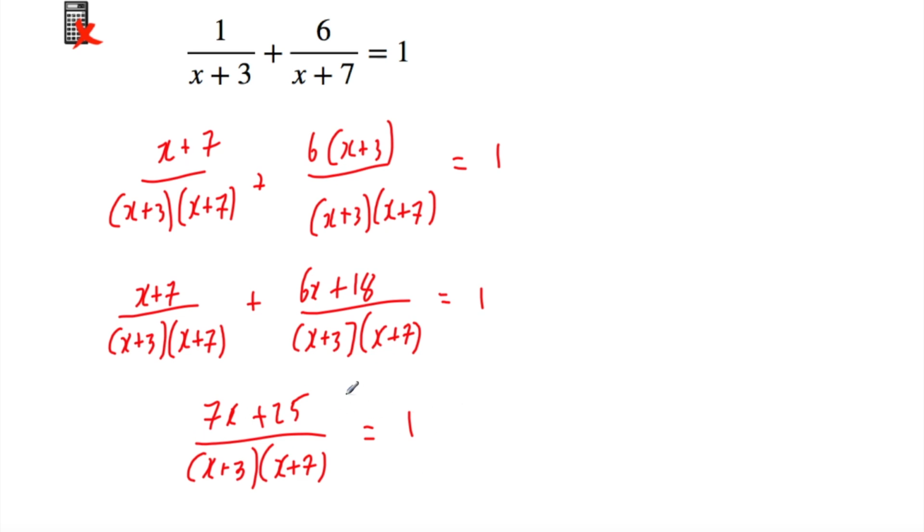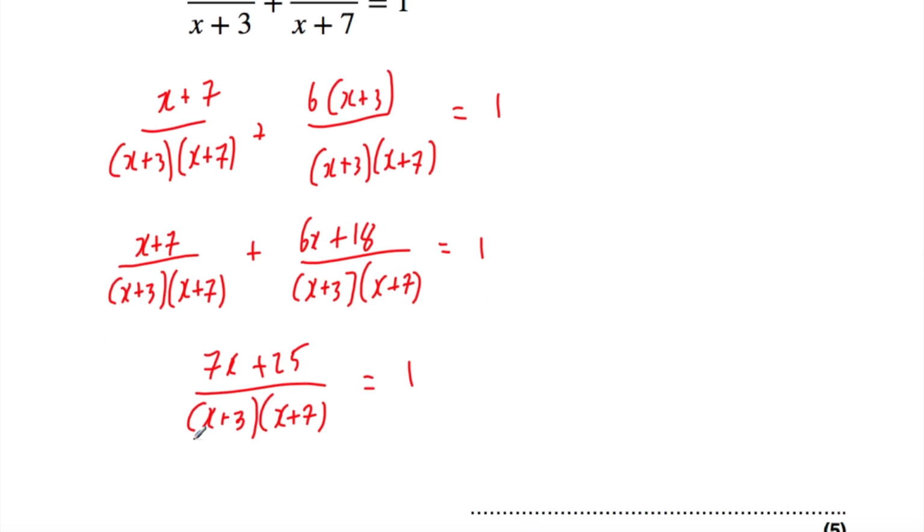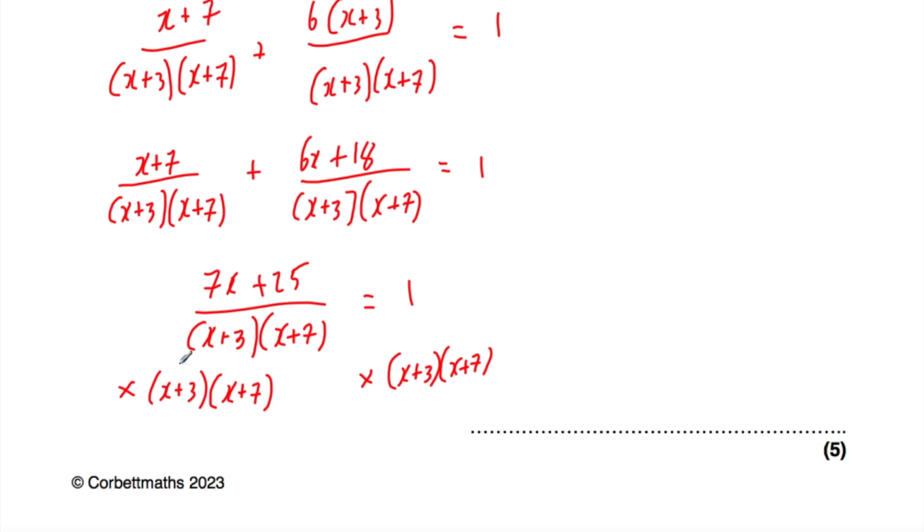Again, because it equals 1, we know that the numerator equals the denominator, so we could jump straight to that step. Alternatively, here what we've got is a fraction with some x's on the denominator. We don't want those, so let's multiply both the left-hand side and the right-hand side by the denominator of the fraction, and that'll get rid of the denominator. So let's multiply the left-hand side by x plus 3, x plus 7, and multiply the right-hand side by x plus 3 and x plus 7. And when we do that, on the left-hand side, we're multiplying by the denominator to get rid of the denominator, so we're going to be left with 7x plus 25. And on the right-hand side, we've got 1 times x plus 3 and x plus 7, so it'll just be x plus 3 and x plus 7.